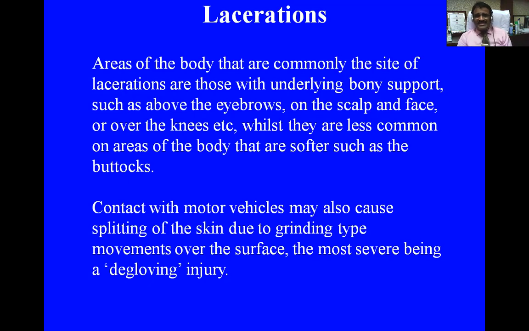To know more about lacerations, we have to see the areas of the body that are commonly the site of lacerations. I told you that the bony parts, with underlying bony supports, such as above the eyebrows, on the scalp, on the face, because there are subcutaneous bones there, on the knees and on the shins. While they are less common on the softer areas of the body, such as buttocks and abdomen. Contact with motor vehicles may also cause splitting of the skin due to grinding type of movements over the surface. The most severe is a degloving injury.